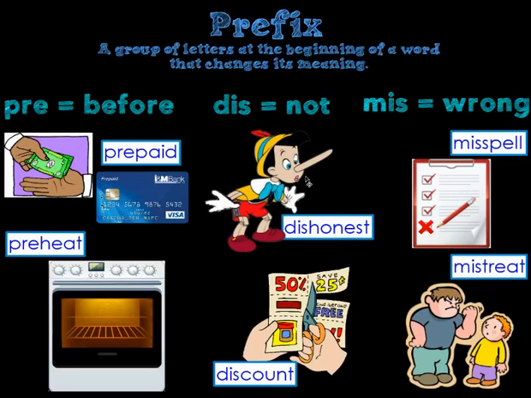Whenever Pinocchio lied, his nose grew. When a person lies, they're being dishonest. So whenever Pinocchio was dishonest, his nose would grow. Another example is the word discount. We have the prefix dis and the base word count. Together, the word is discount. So this word must be to not count.